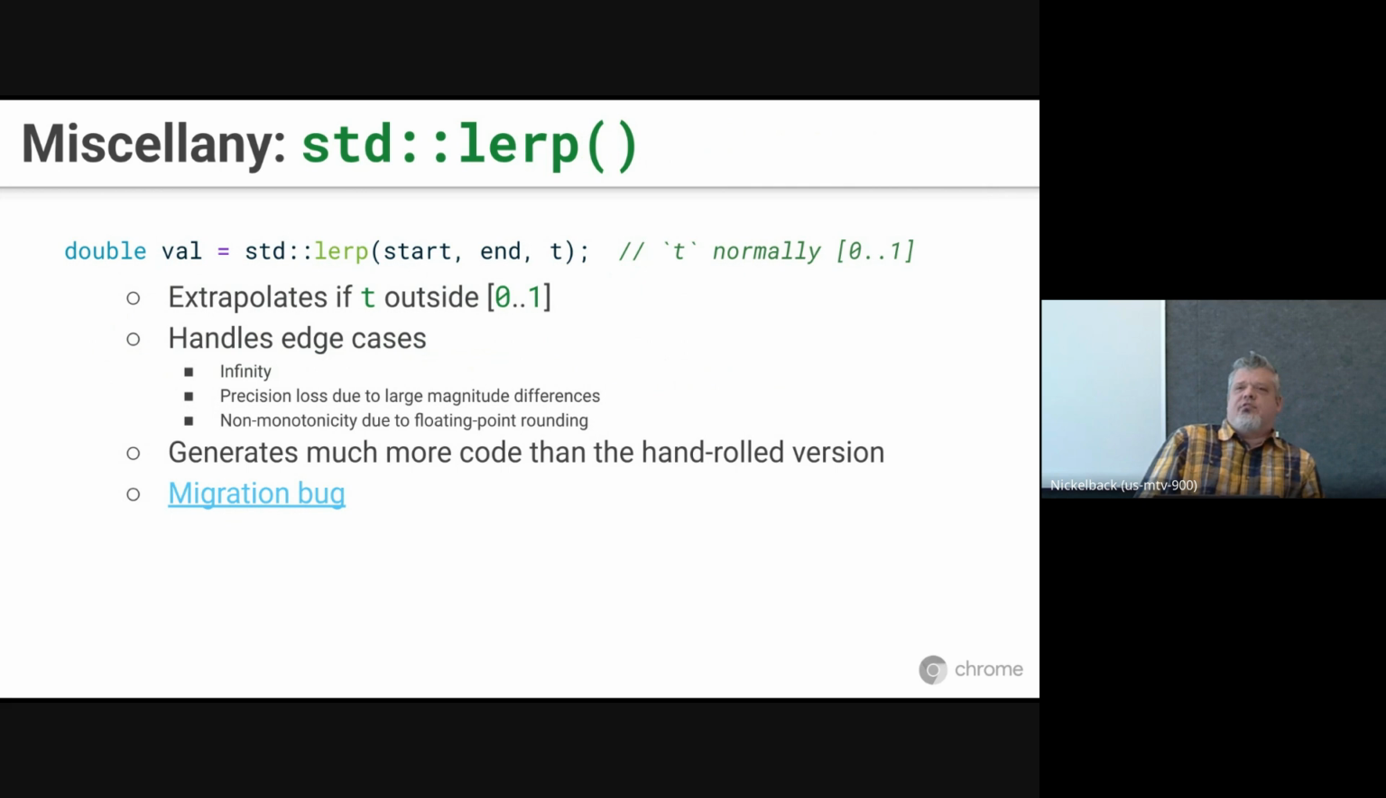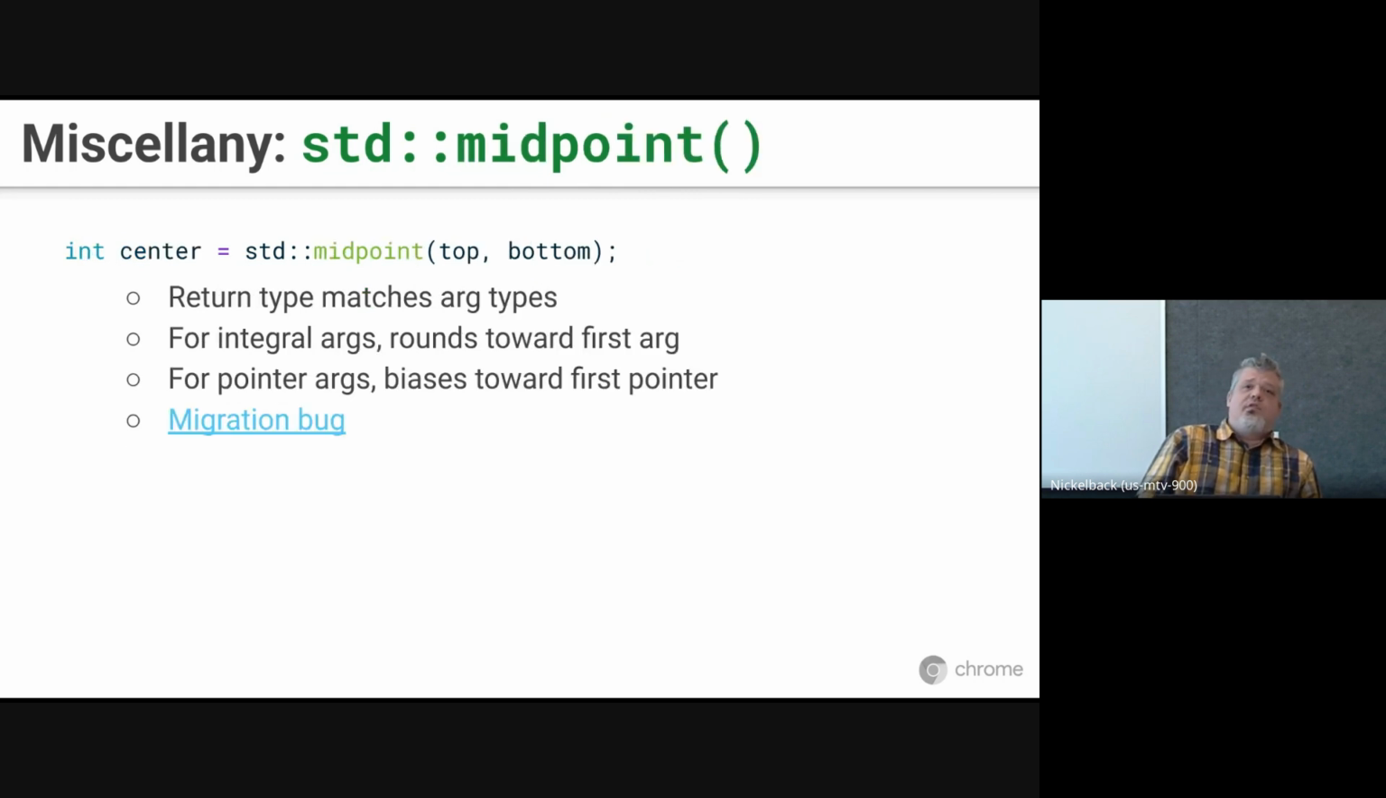For that reason, it generates much more code than just hand rolling it yourself. But in most places where we're doing this, we don't really care. Like in UI code, the difference between an interpolation on an animation, where each step happens once every 16 milliseconds, taking 10 instructions instead of 2 instructions, don't care. So I would just use lerp. Similarly, std midpoint, find the midpoint between two values. That's kind of cool. So we have that.